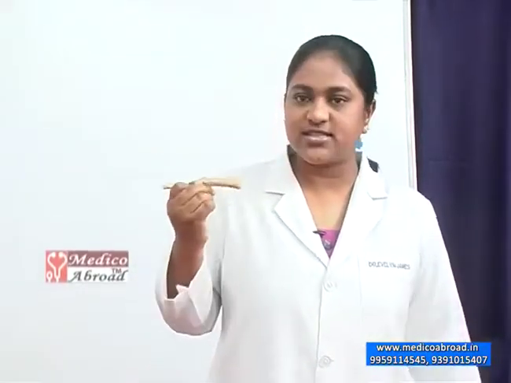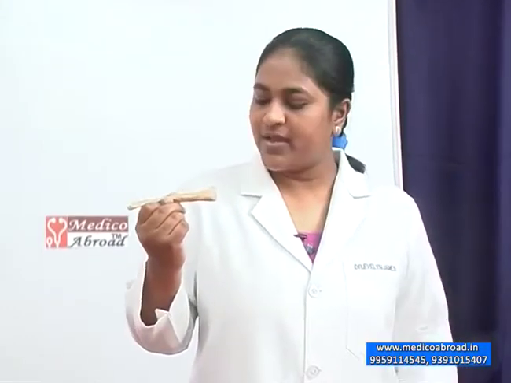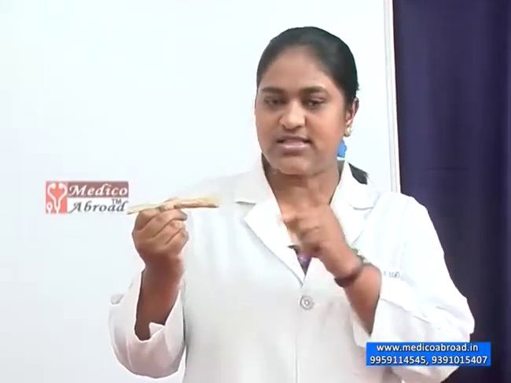This is the clavicle. The clavicle is also called the collar bone. This is the right-sided clavicle. Now the clavicle has two ends. This is the sternal end. This is the acromial end of the clavicle. The sternal end of the clavicle articulates with the sternum. The acromial end articulates with the acromion process of the scapula.